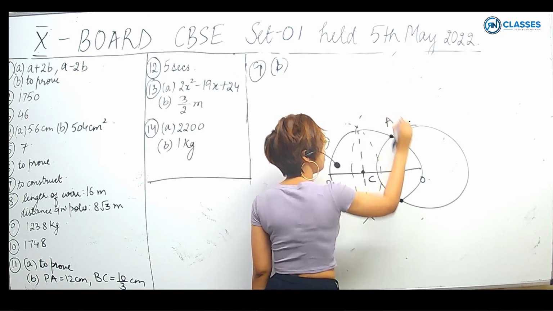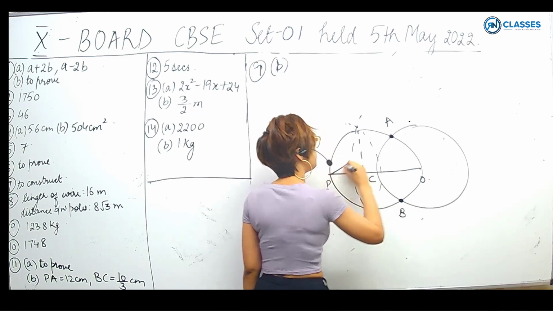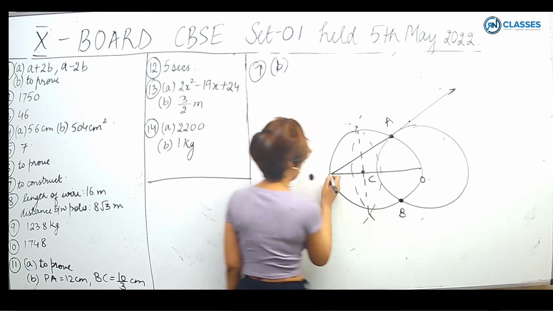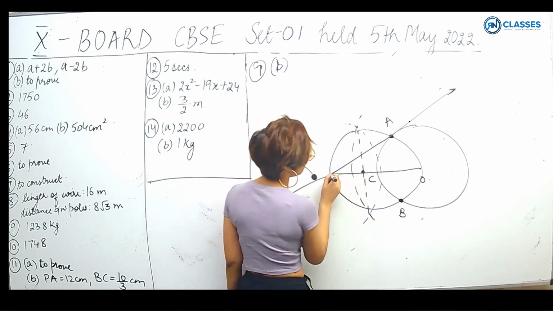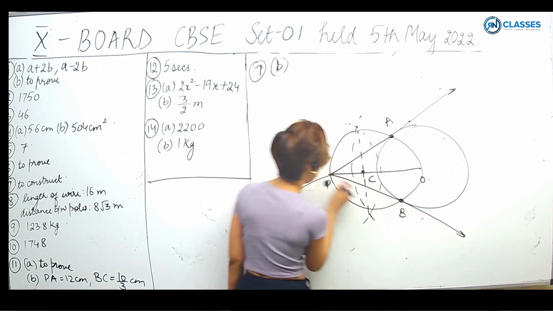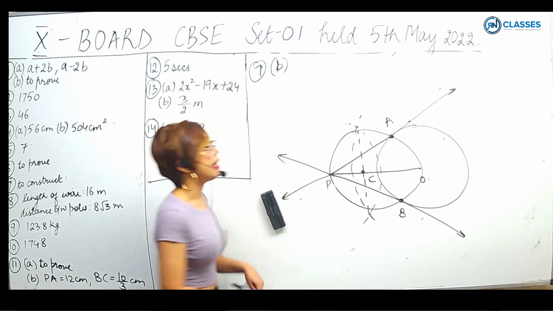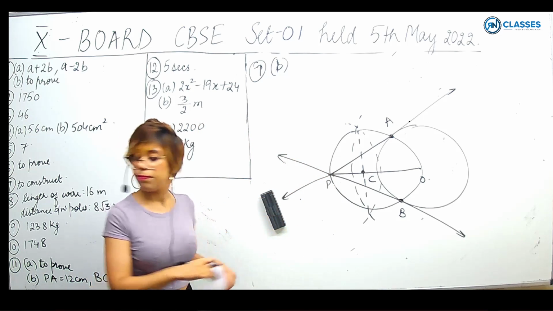So PA and TP. So this is my first tangent. And this is my second tangent. The pair of tangents, that is the answer.